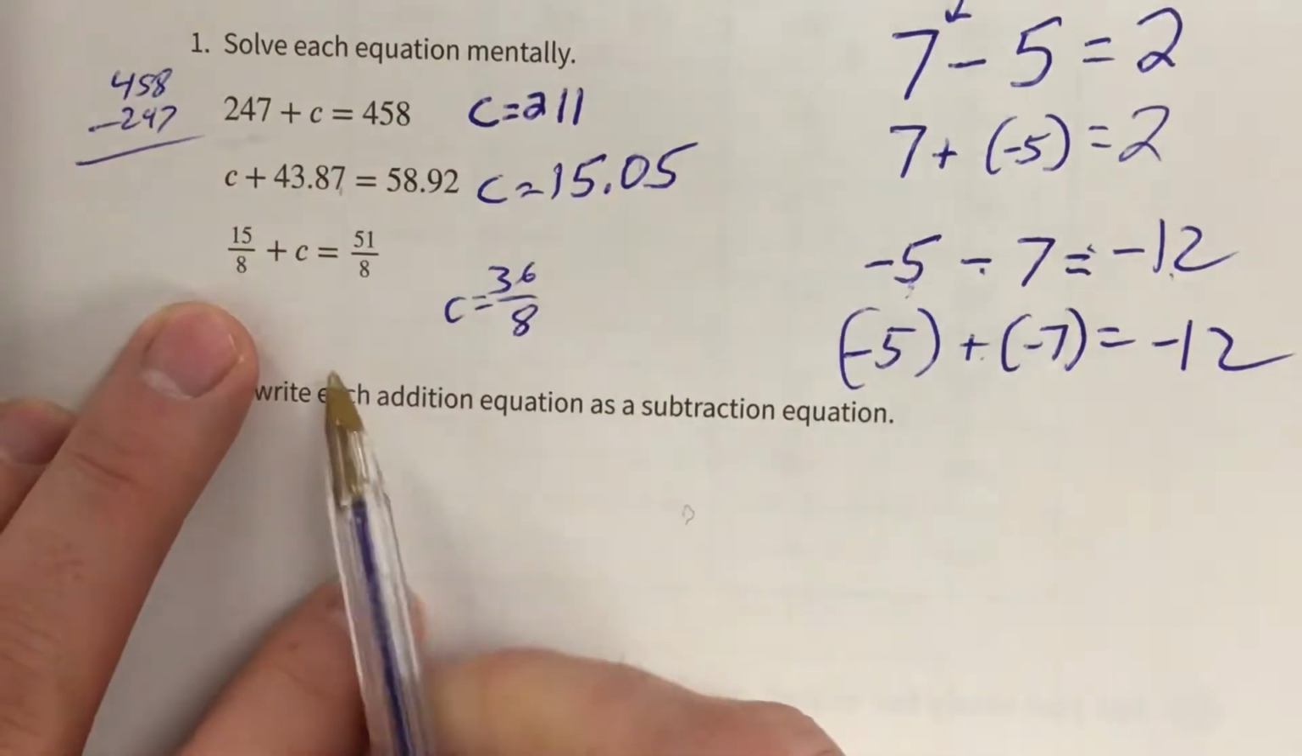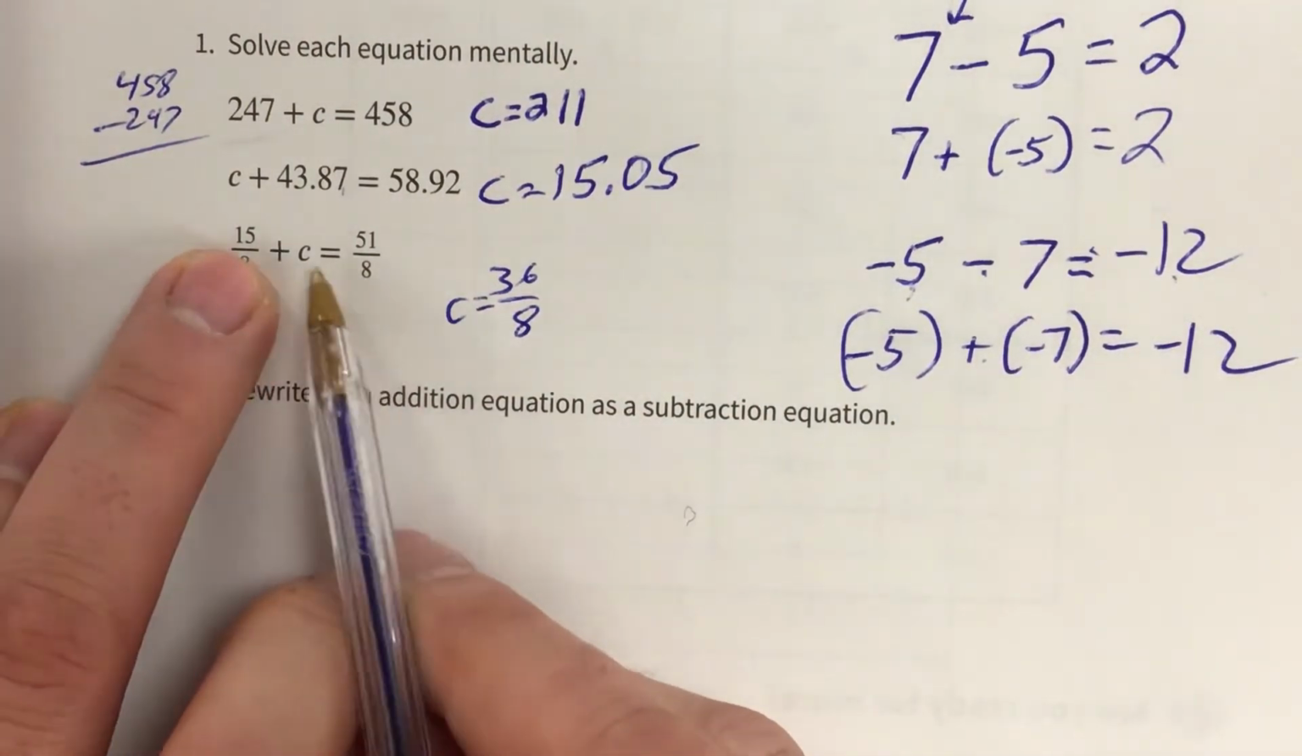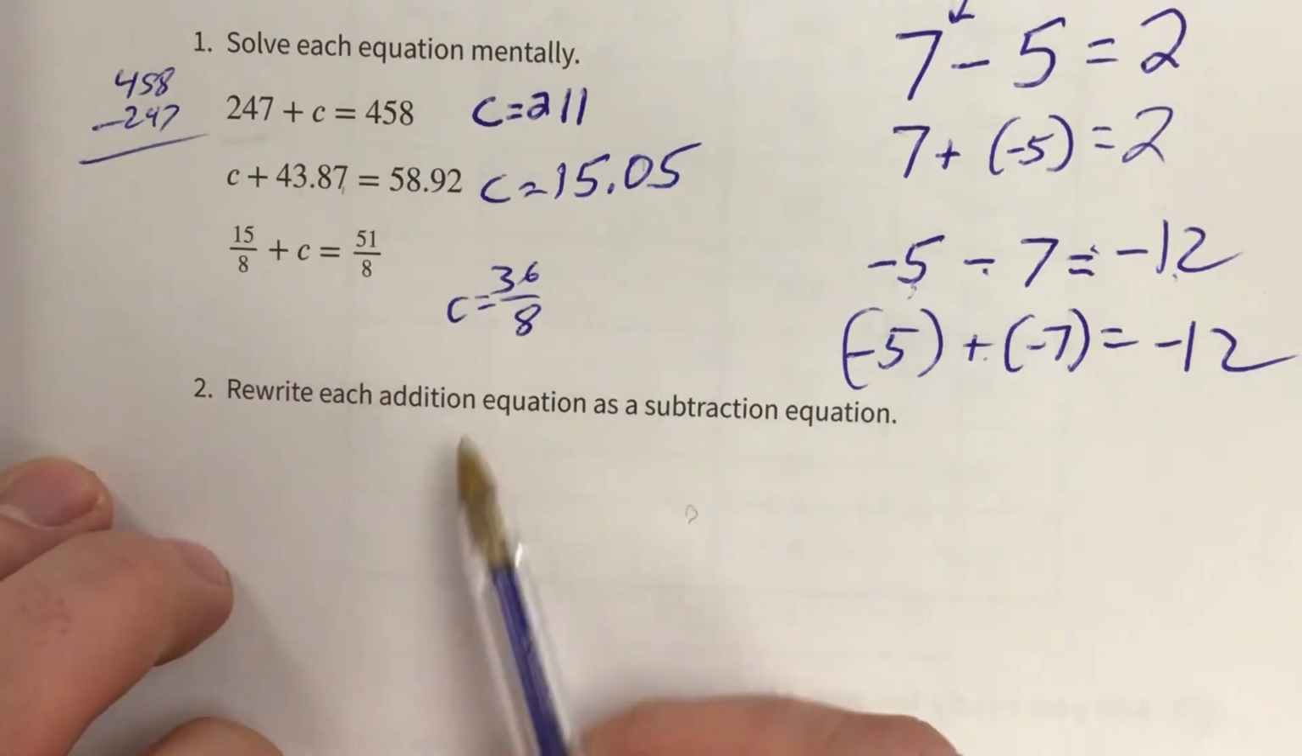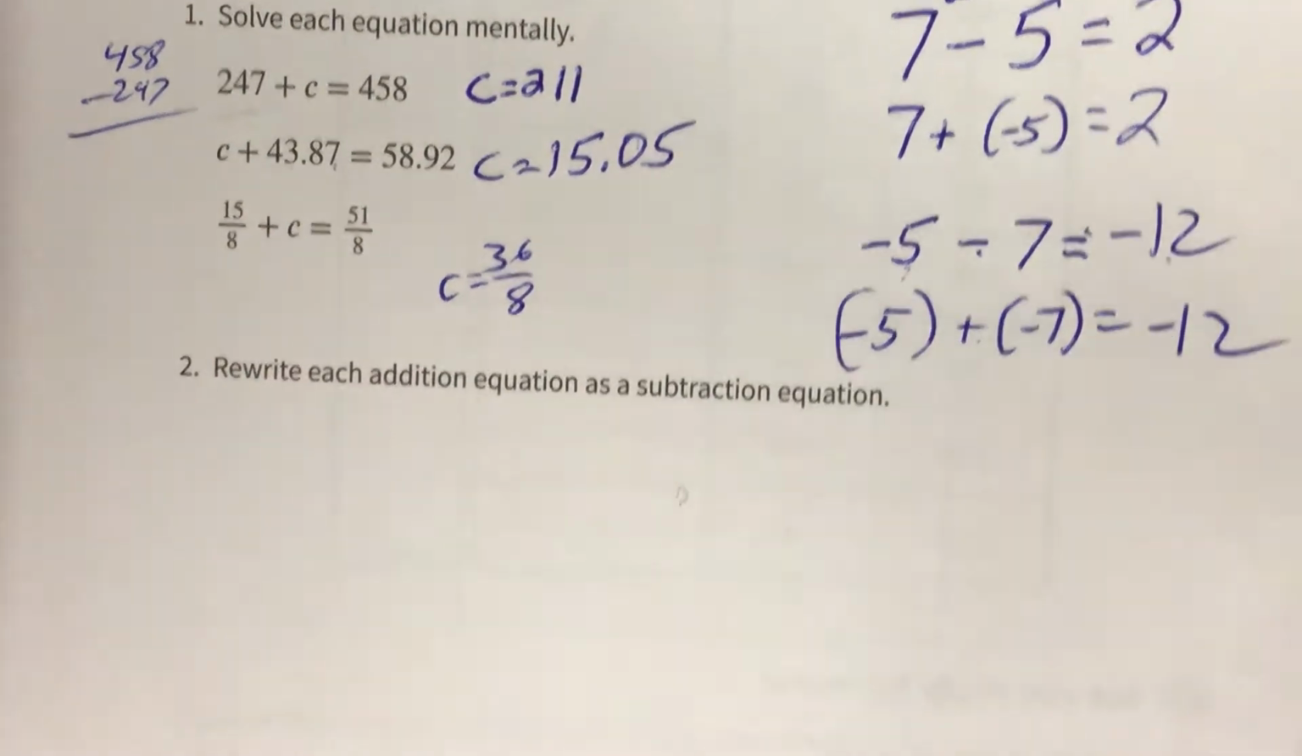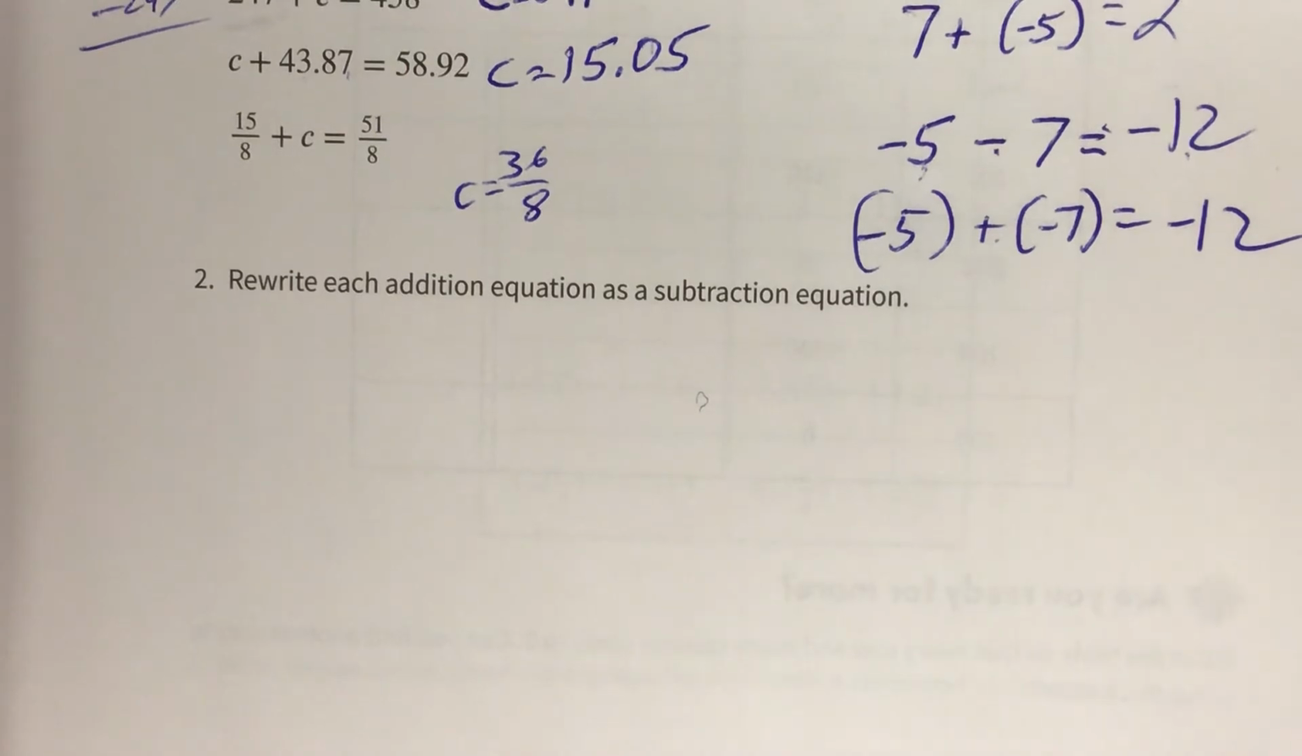36 over 8. So the 8's obviously got to stay. 15 plus what is 51? Do you agree with 36? All right, looks good. Number 2, rewrite each equation as a subtraction equation.